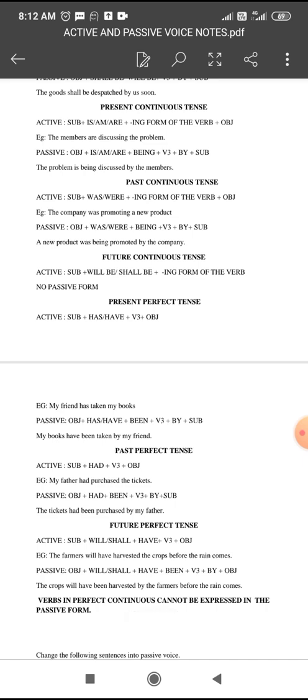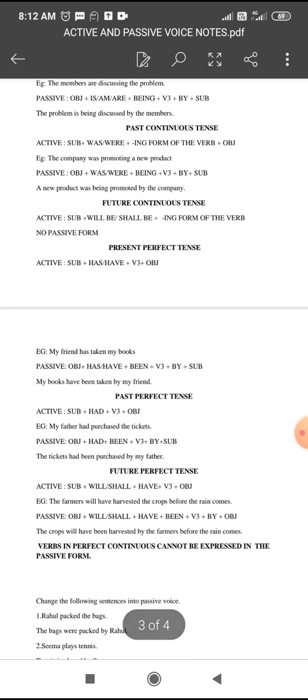For all continuous forms, in the passive construction, we are supplying the word being. Then as I told you, always in passive, V3 will come. So the V3 form of the verb and by plus subject. For example, a new product.